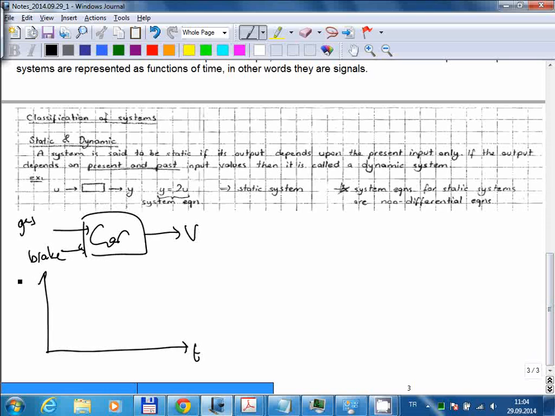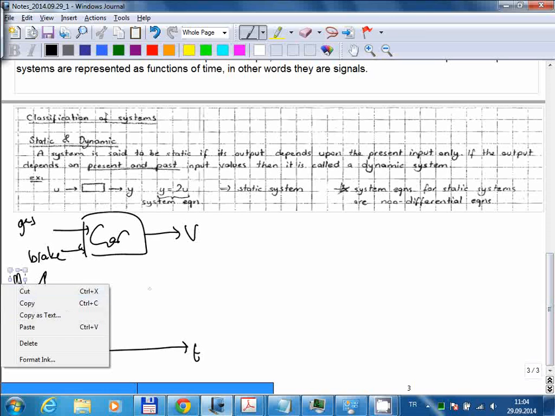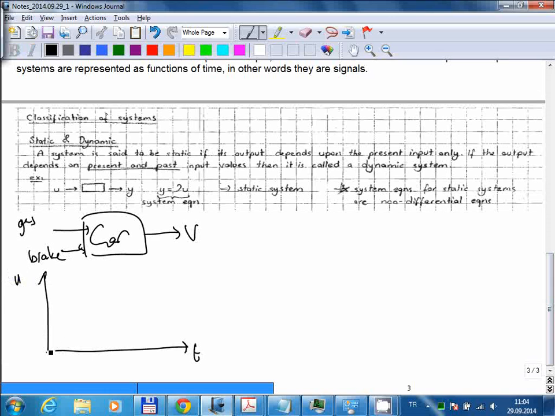So the input is the gas pedal, and the value of the input at t equal to 0 is 0. So the car is not moving, and the output, v of t, is at 0. Initially, when time is 0, the speed of the car is 0. Suppose that we step on the gas pedal and start giving an input of a certain amount of gas pedal. Let this be, I don't know, 50%.